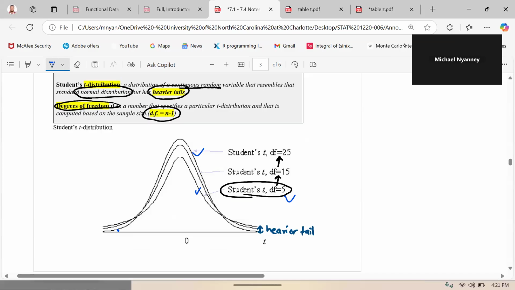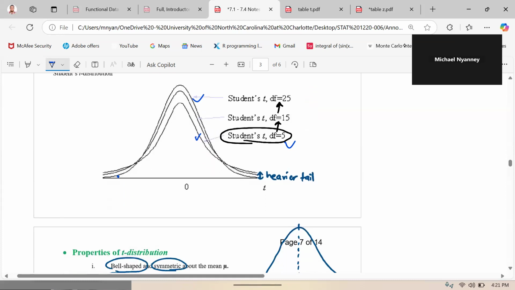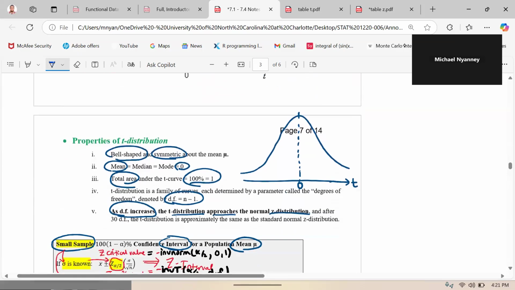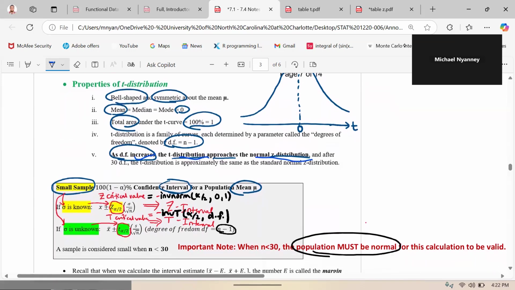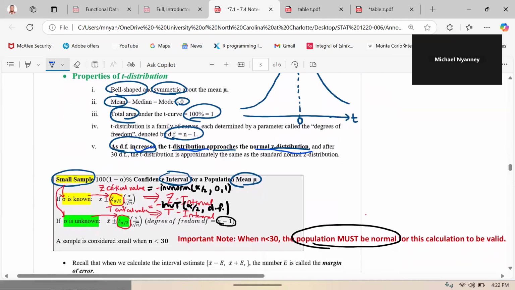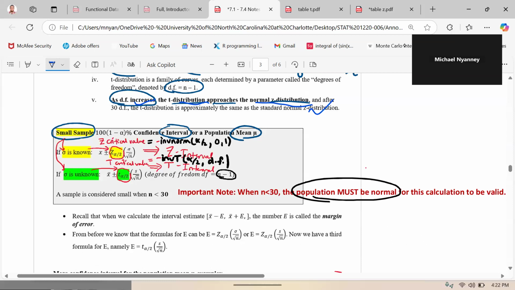And the same approach that we learned from 7.1, the same idea is what we're going to learn here. Just that here we are dealing with a small sample, and instead of using Z alpha over 2, we use T alpha over 2. So these are the properties. It has the same properties as the Z, and as the degrees of freedom increases, the T distribution approaches the normal Z distribution. After 30 degrees of freedom, this implies we have a sample size of 31 or more, then we are approximately doing the standard normal, just as we've done already.